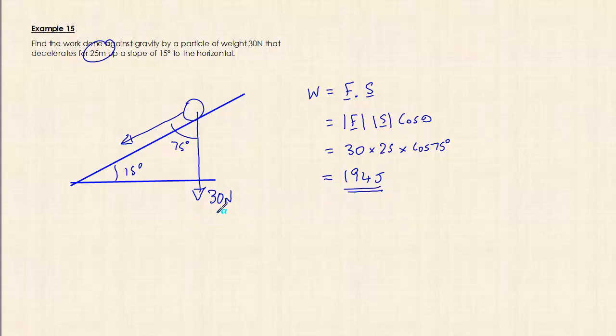Interestingly, for those people who do physics, if you work out the gain in potential energy from here to here, using the formula mgh, you get exactly the same value. So the work done against gravity increases the potential energy.